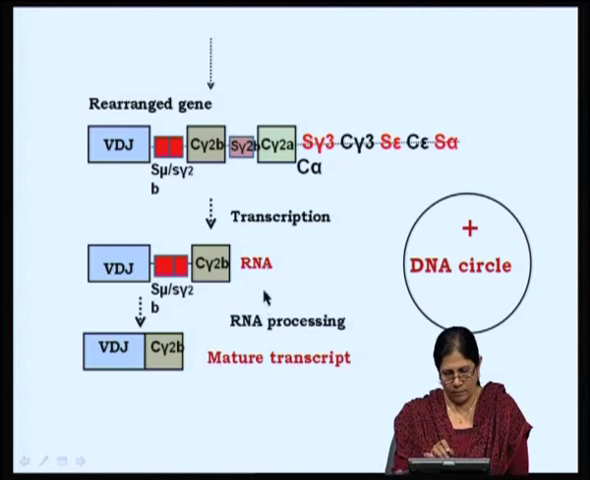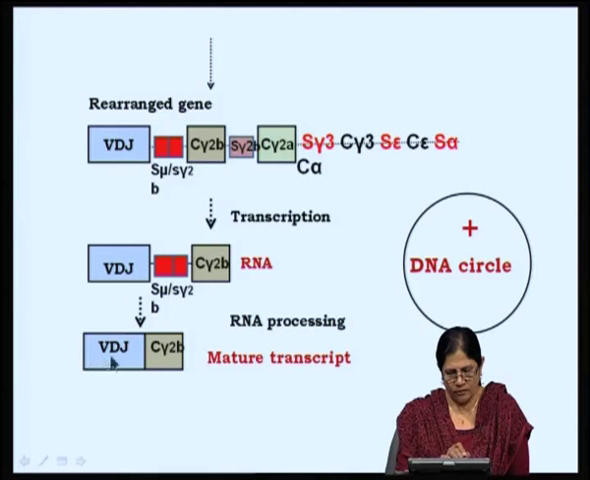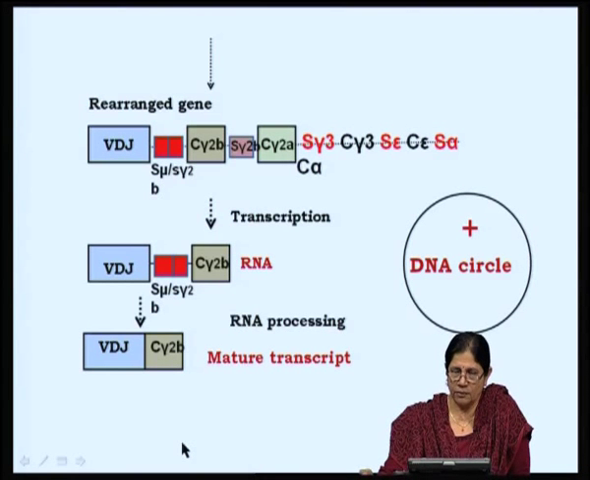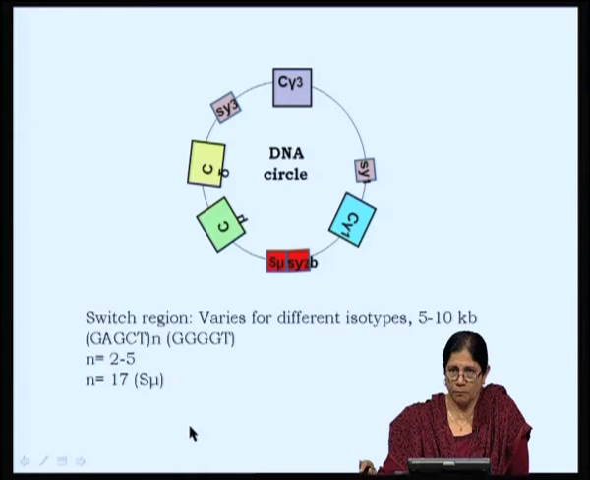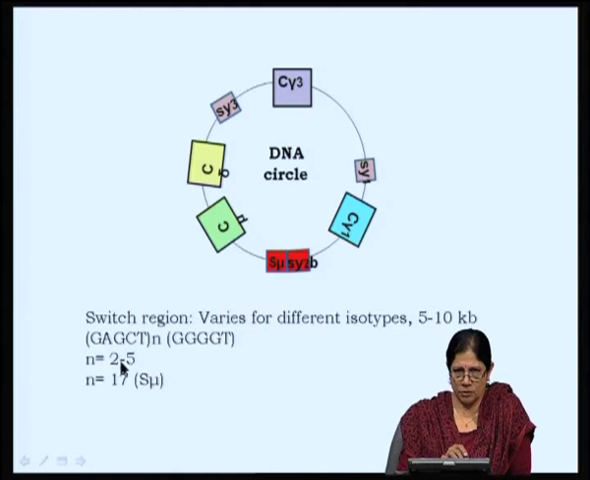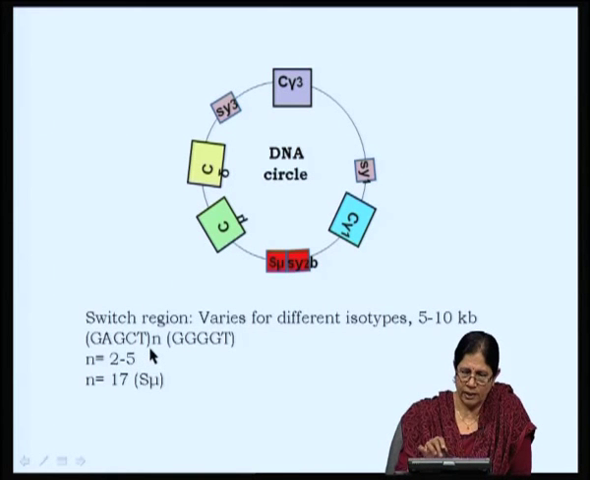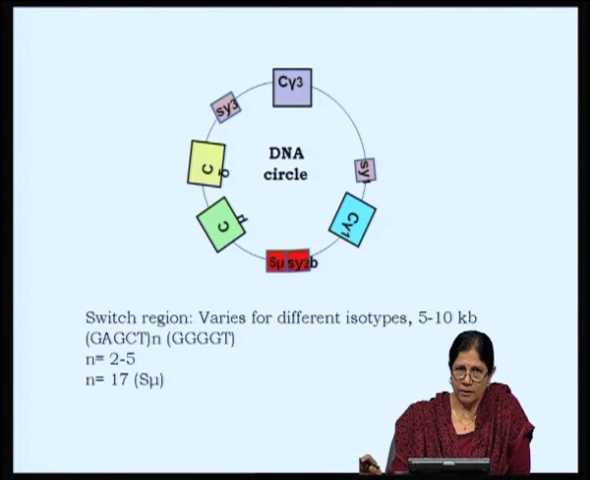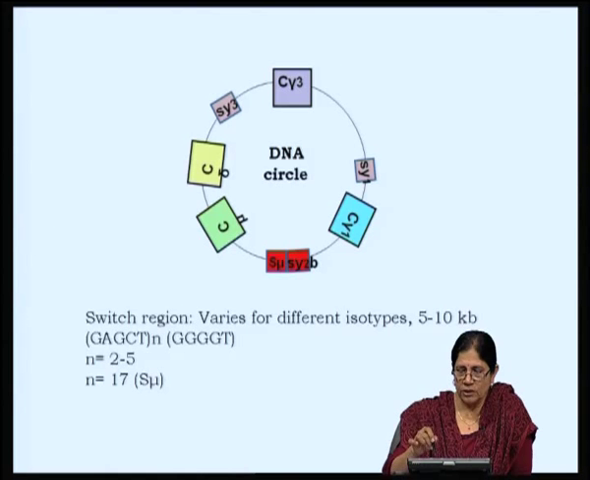Then, after RNA processing, you have the mature transcript, and this is now going to code for, or give the message for, the protein. Before I come to what these switch region genes are, let us just look at the DNA circle that I talked about in the previous slide.